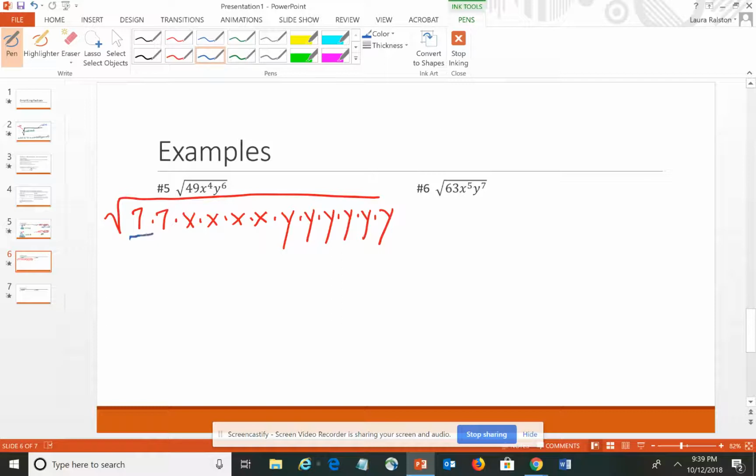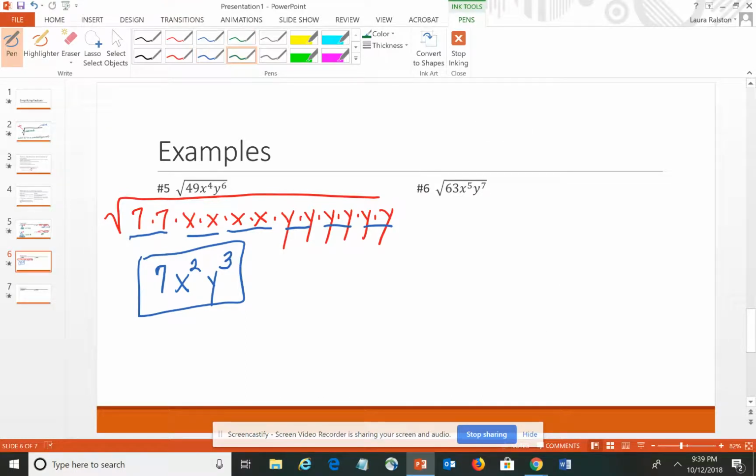So I have a set of 7, 2 sets of x's, excuse me, and 3 sets of y's. So I'm going to take out a 7, 2 x's, and 3 y's. And if you'll notice, 4 divided by the index of 2 is 2. 6 divided by the index of 2 is 3. Here's your answer: 7 x squared y cubed. All right, let's look at the next one.